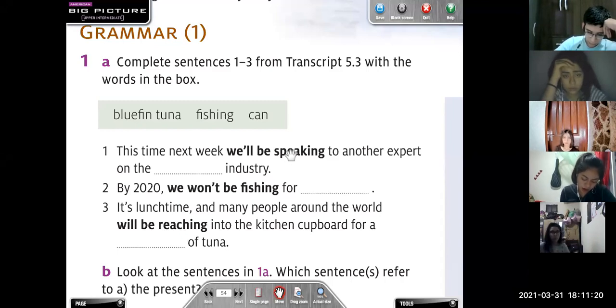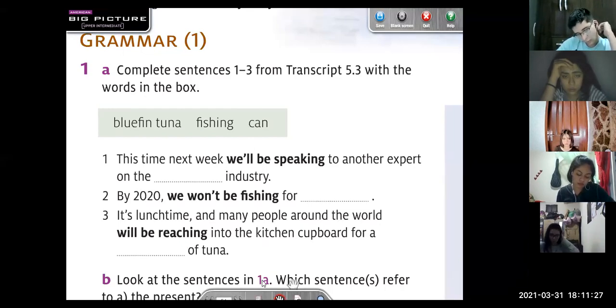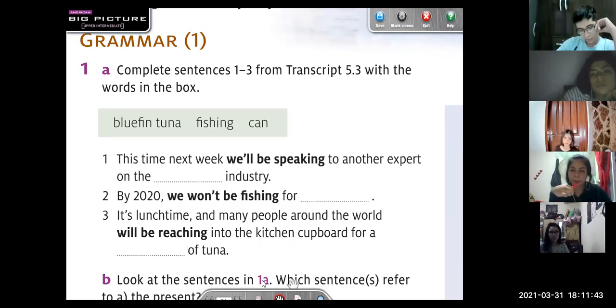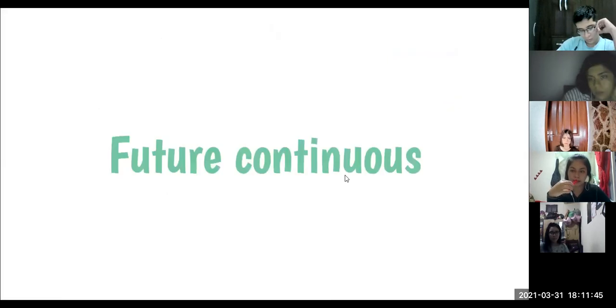What tense do you think we are using here in the words in bold? What is this tense? Future continuous, because we have will and we have be plus ing. Very good. We are using the future continuous. We are going to make a review about this tense. I want you to pay attention, take notes, and ask if you have questions, okay?